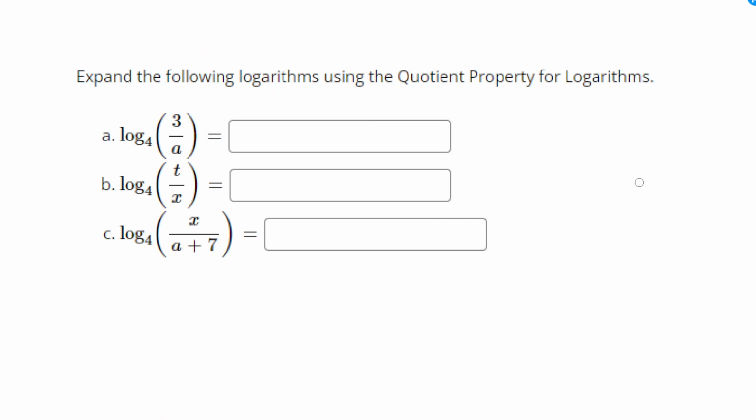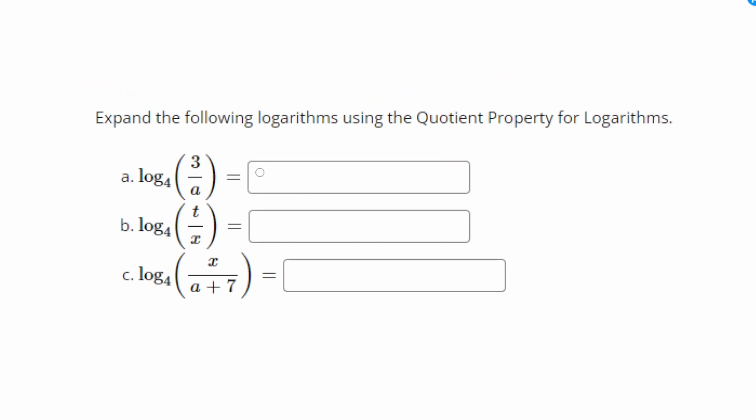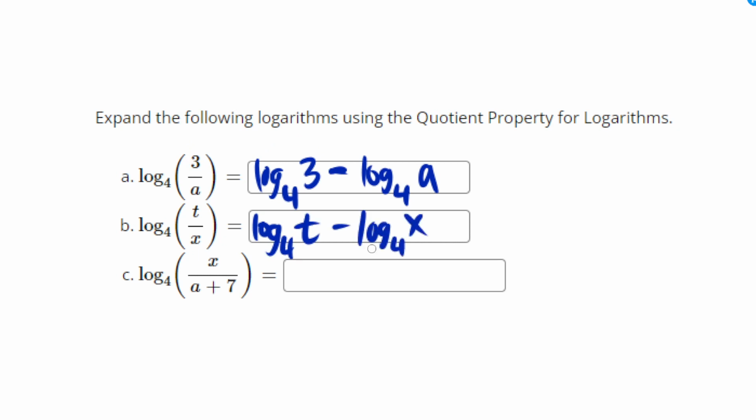Expand the following logarithms using the quotient property for logarithms. This is about the same property that we've worked with before. So log base 4 of 3 minus log base 4 of a. Whatever's on top is the one being first, and then minusing is the one on the bottom. Log base 4 of t minus log base 4 of x. Log base 4 of x minus log base 4 of the parentheses a plus 7.